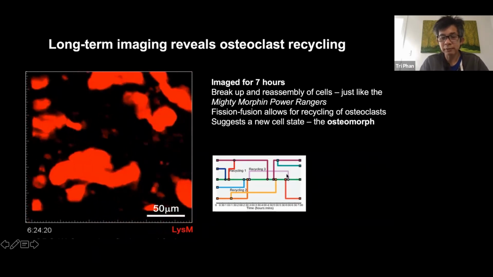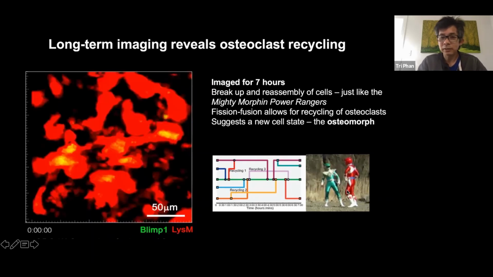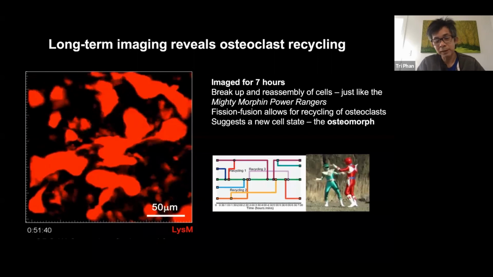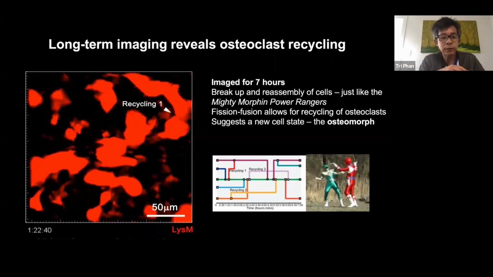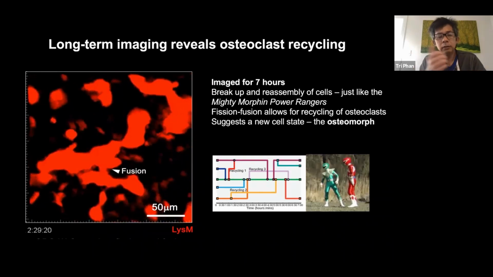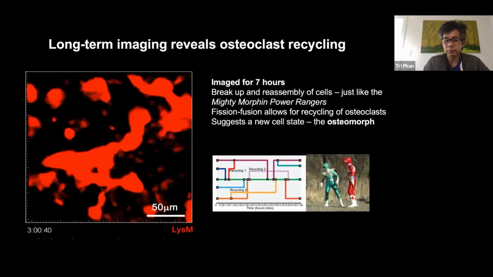And just to have a bit of fun, because these were red and green Power Rangers, we decided to call these cells osteomorphs. But are these cells for real? And I think, like I mentioned at the beginning, for us, cross-validation is really, really important.